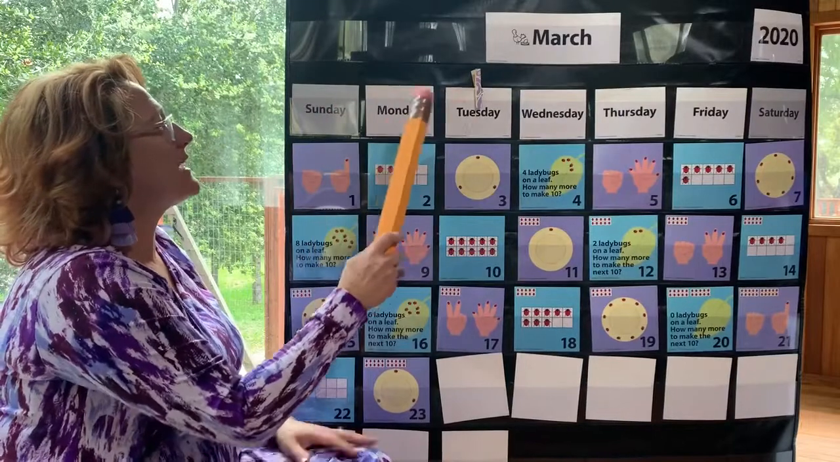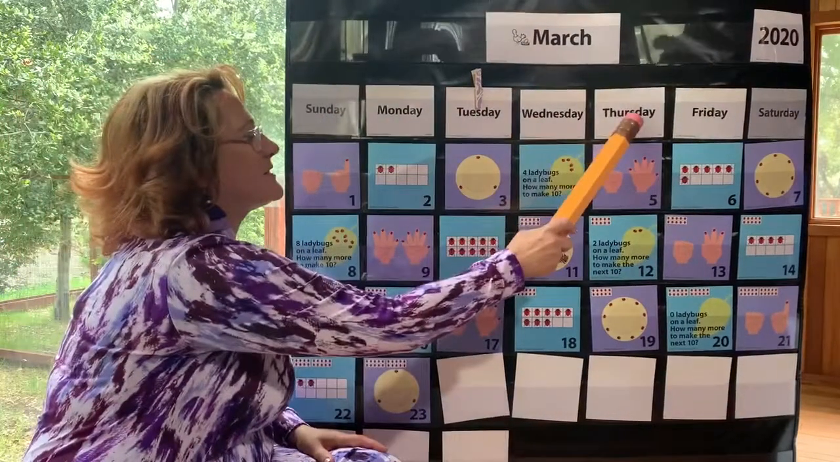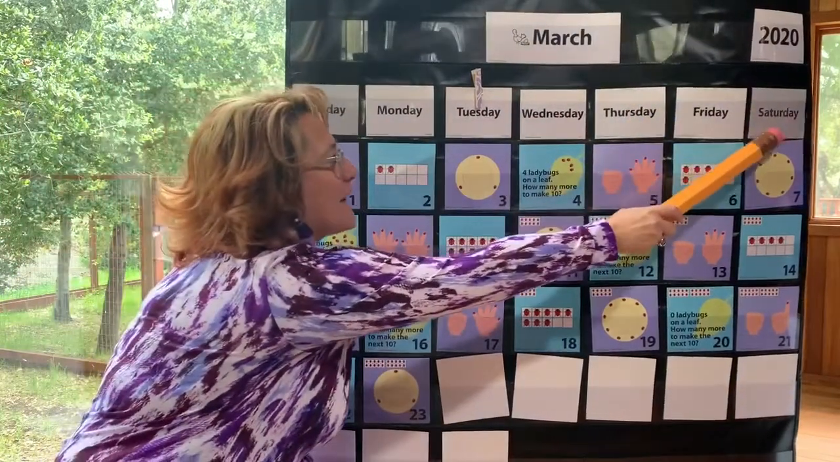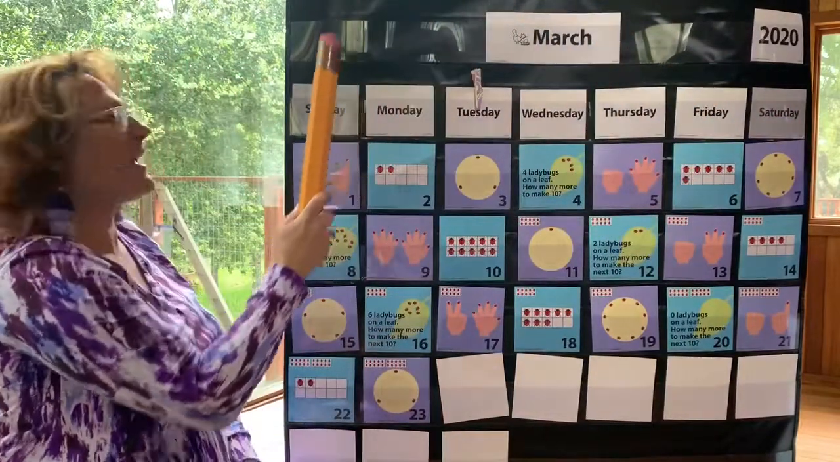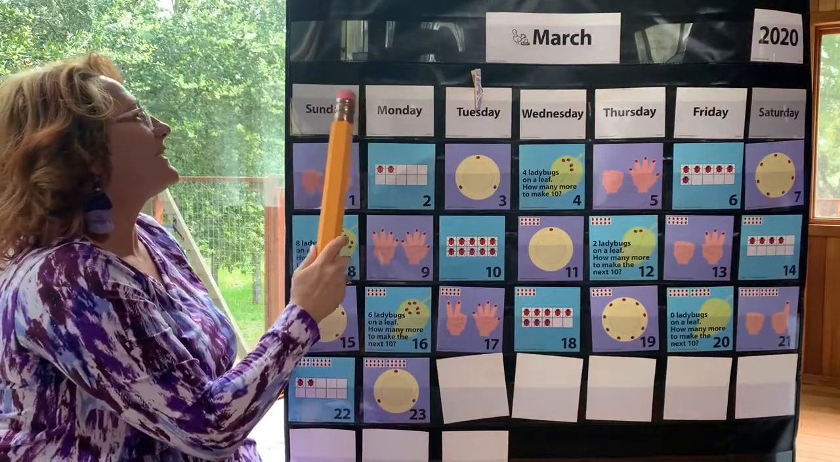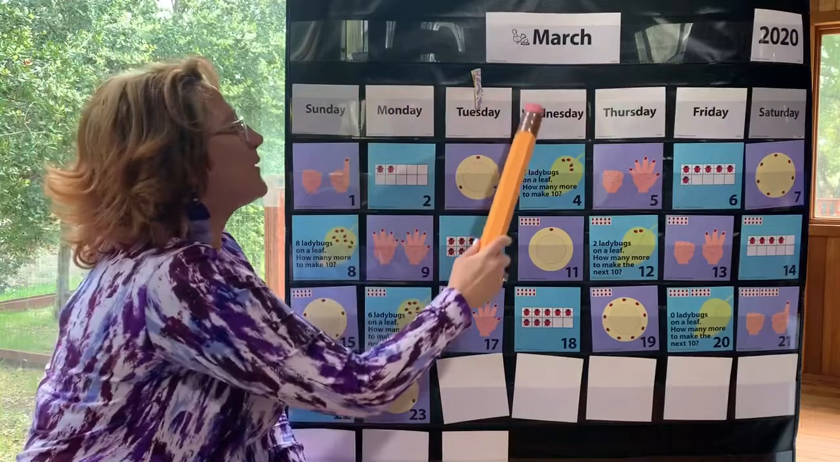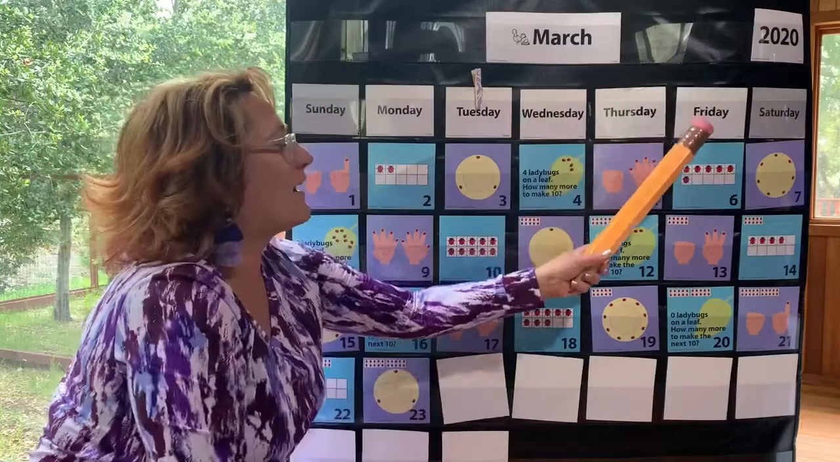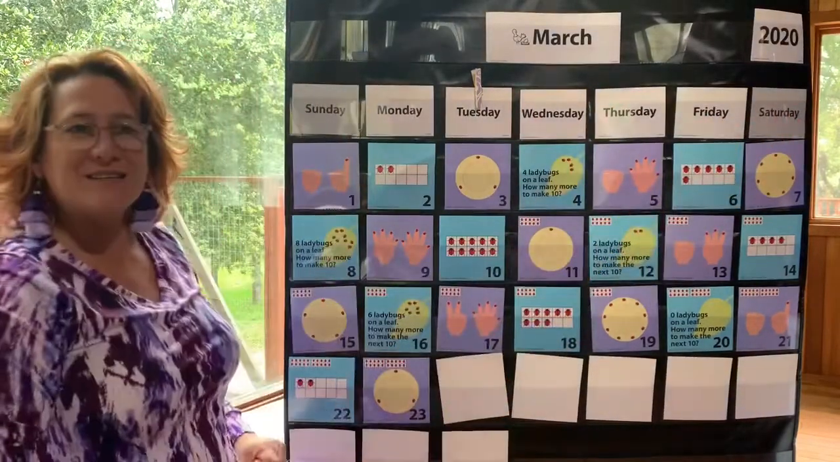All right, so days of the week, sing with me, you clap on the word Tuesday. Sunday, Monday, Tuesday, Wednesday, Thursday, Friday, Saturday, then we start again. Sunday, Monday, Tuesday, Wednesday, Thursday, Friday, Saturday, these are the days of the week.